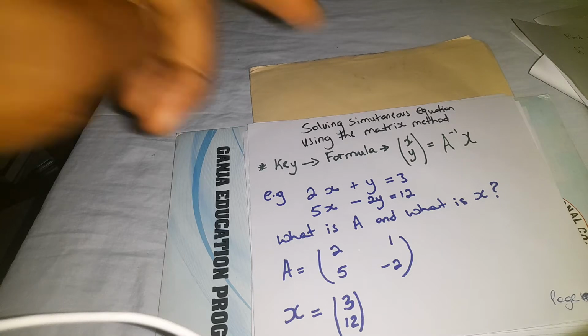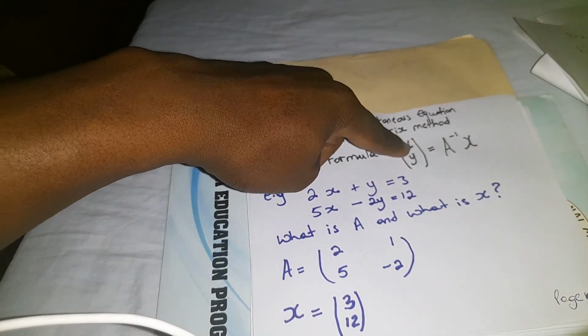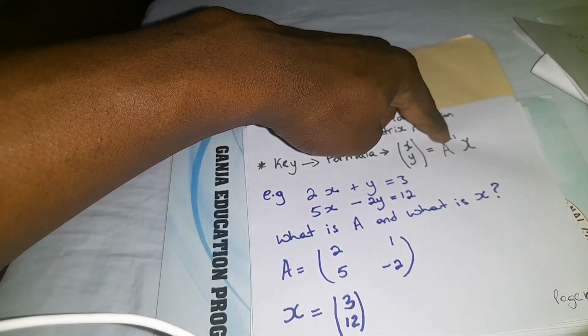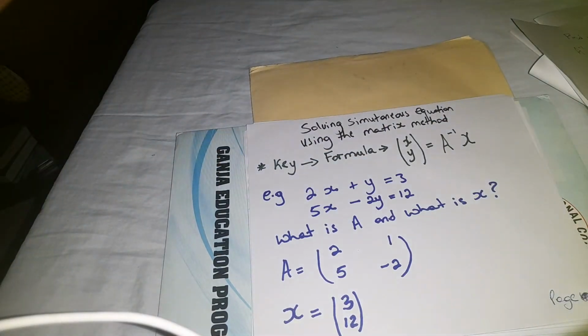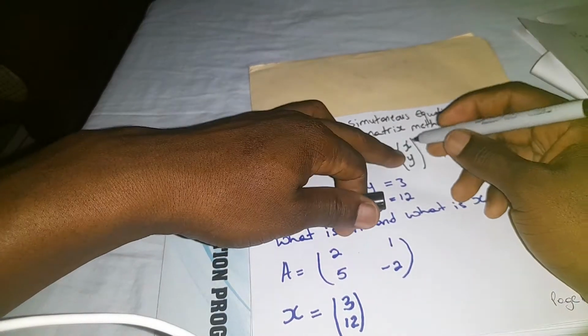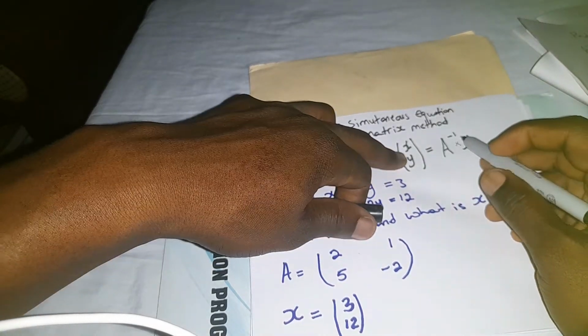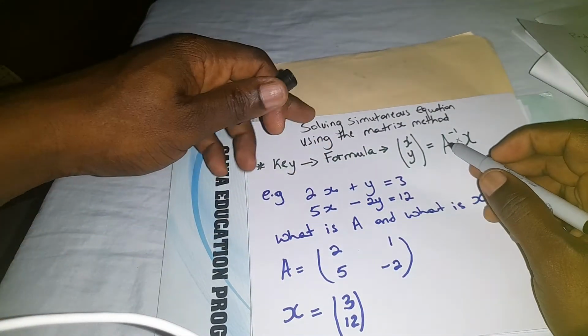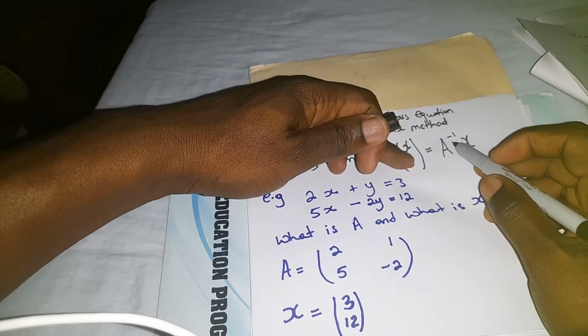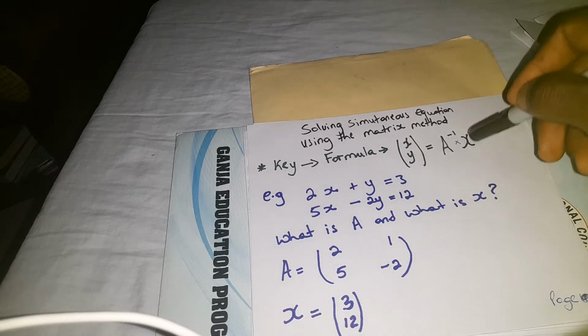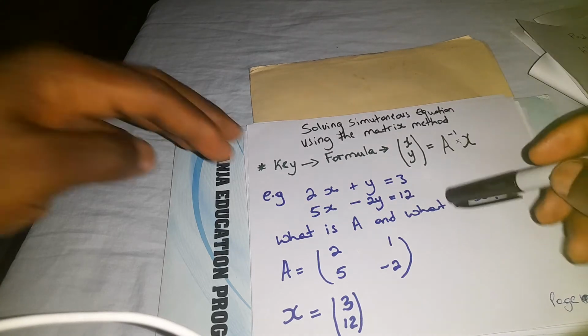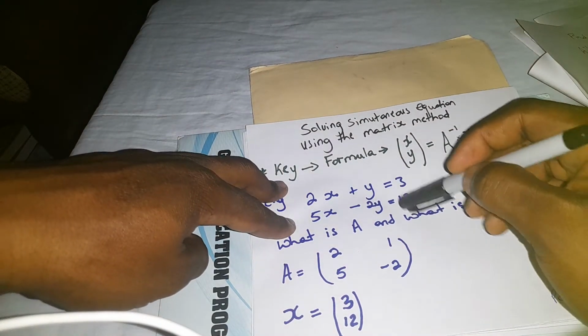What is the formula? Here's the formula. This is what you want to find: x and y equals the inverse of A multiplied by X. Remember this, because this is how you solve for x and y. Forget x and y, it is the inverse multiplied by X. And remember from day one, I taught you how to find the inverse. Multiply by X. What is X? X is basically the result, which is this.